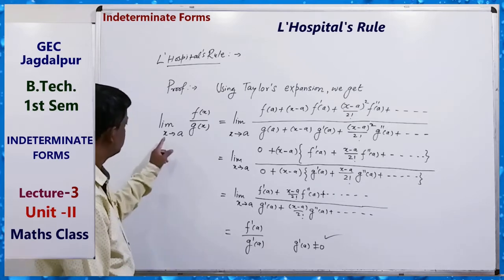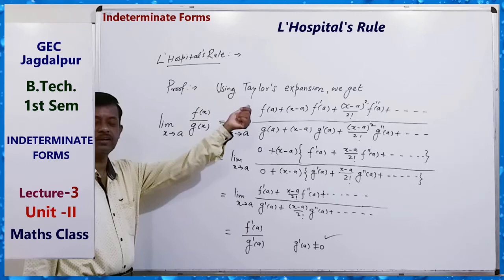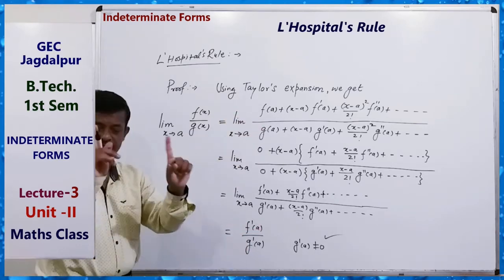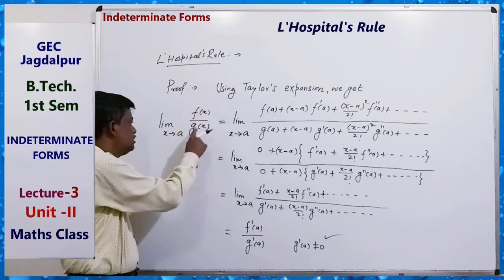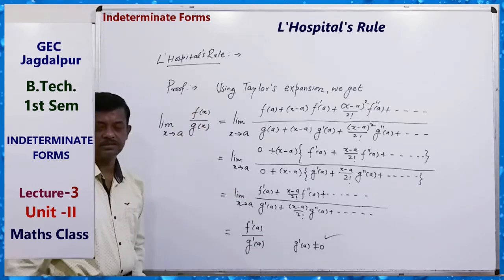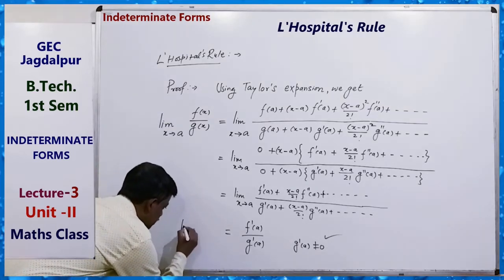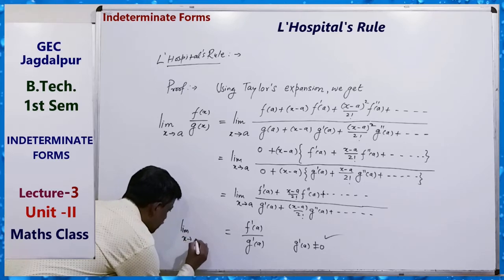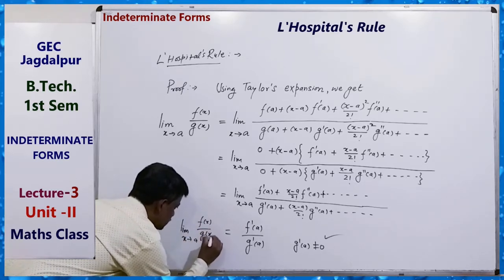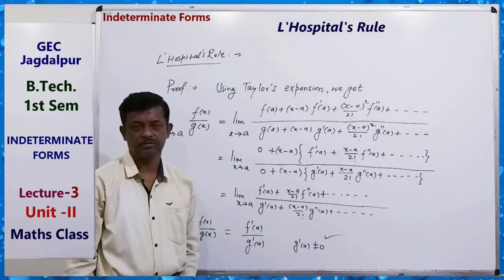That is, for the limit as x tends to a of f x by g x, if f a equals 0 and g a equals 0, that is an indeterminate form, then differentiate once and put x equals a. We can get the value like this, provided g dash a is not equal to 0. So this is L'Hospital's rule.